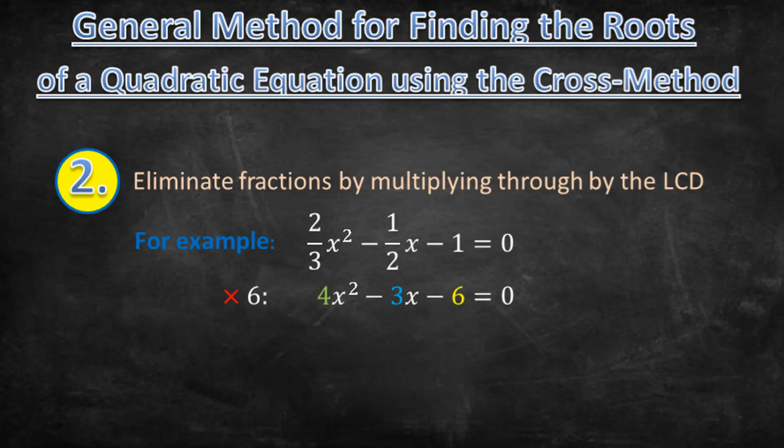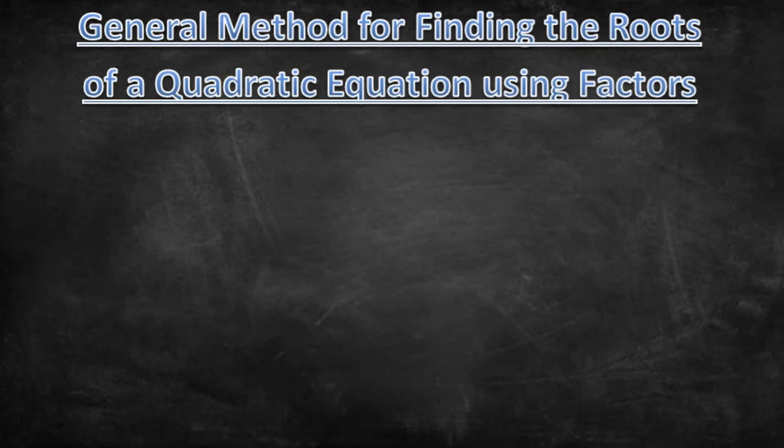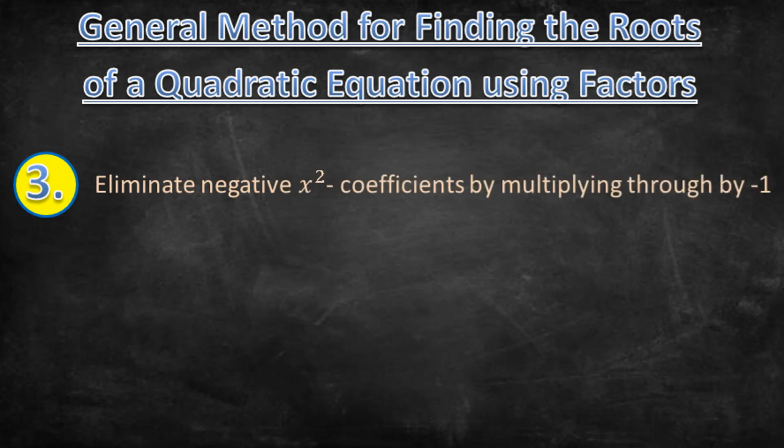Let's take another example. Let's say we have x plus 1 minus 6 over x equals 0. In this case, the LCD is x, so we multiply through by x to get x squared plus x minus 6 equals 0. Also, never work with a negative x squared coefficient. We eliminate negative x squared coefficients by multiplying through by negative 1.